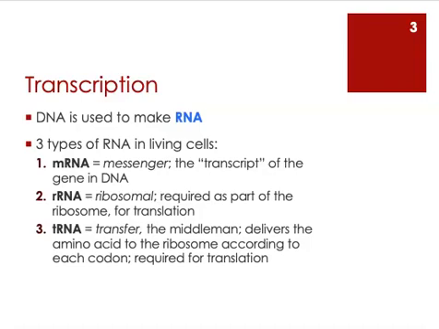rRNA, if you recall, is ribosomal RNA and is part of the ribosome, both the small subunit and the large subunit. And rRNA is going to assist the ribosome in performing its function, which is translation. tRNA, or transfer RNA, is also involved in translation, but tRNA is going to behave like a middleman. tRNA is going to connect the information in the mRNA to the amino acid.